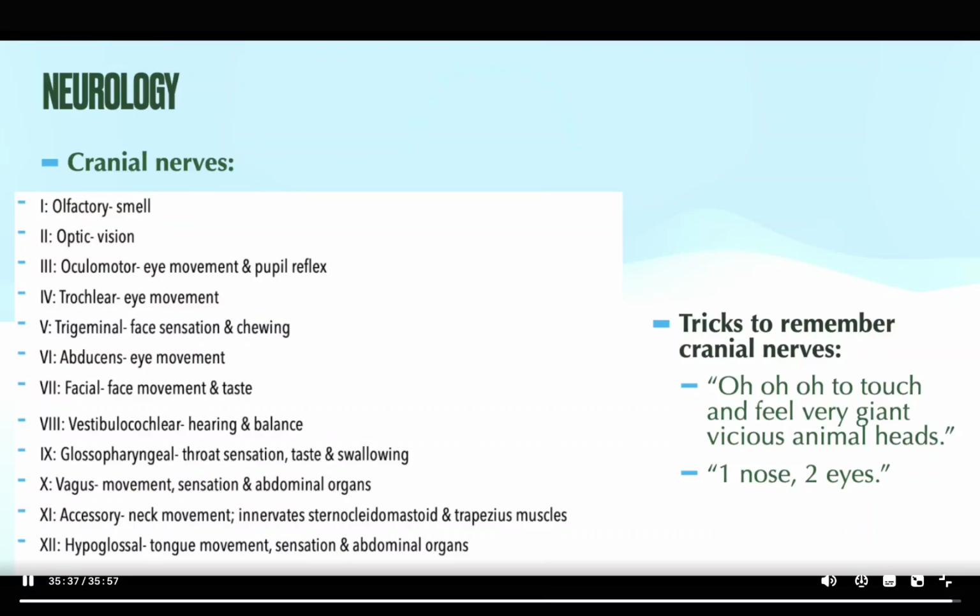Definitely review them. But again, don't over stress yourself on these cranial nerves. I know some people get really worked up on trying to remember all of them. You will likely see a question, but it'll probably only be a couple.